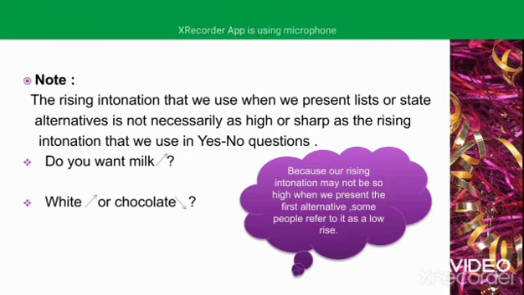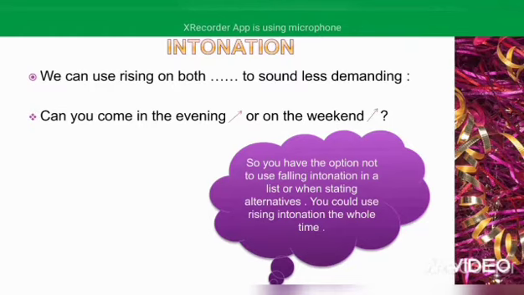But in the second example, we have alternatives. White or chocolate? White or chocolate? One rise and one fall. Because our rising intonation may not be so high when we present the first alternative, like white, some people refer to it as a low rise. We can use rising in both to sound less demanding. Like here, can you come in the evening or in the weekend? In the evening or in the weekend? So you have the option not to use falling intonation in a list or when stating alternatives. You could use rising intonation the whole time.